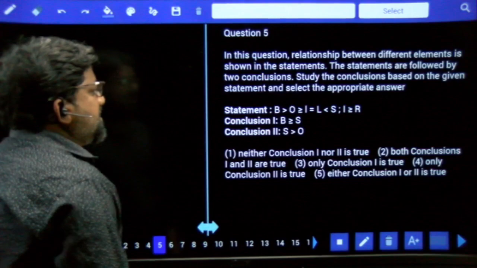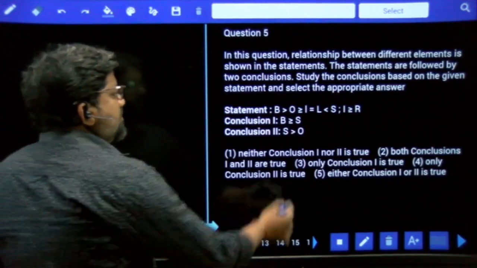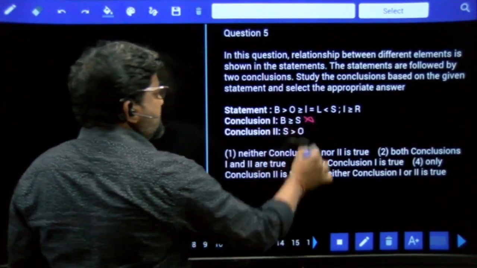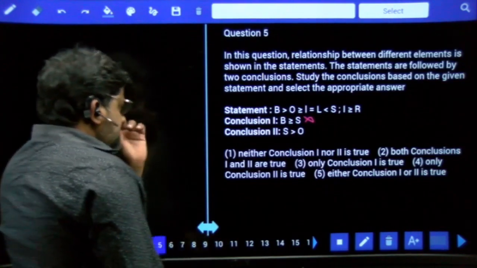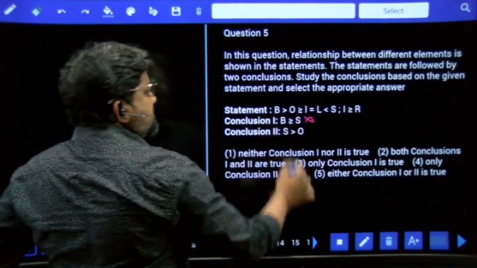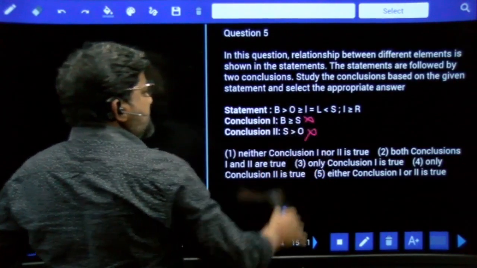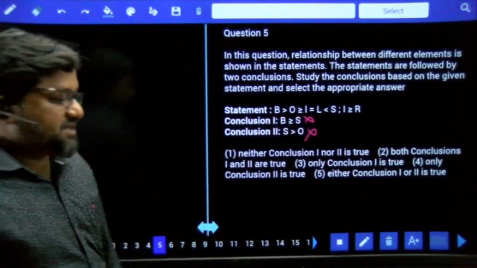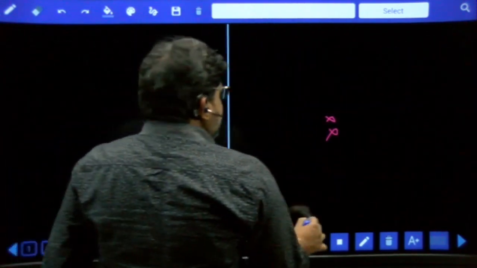Next. B greater than or equals to S. Between B and S, opposite symbols, cannot be determined. Next. S greater than O. This is S and this is O. In between S and O, opposite symbols, cannot be determined. So what's the answer? Neither 1 nor 2. First option. Let's see the 6th question.